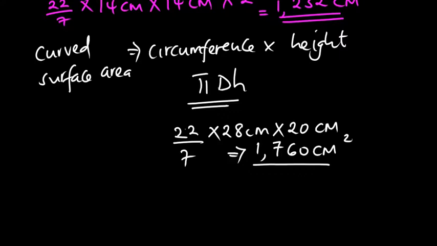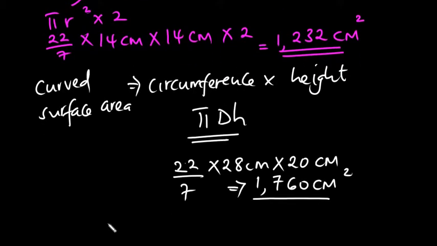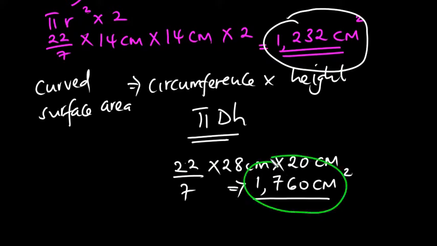To now get the surface area of the whole cylinder, we're going to add the area of the two circles, which was 1,232, and the area of the curved surface, which is 1,760. We sum them up, and this is going to give us a total of 2,992 square centimeters. So do not forget to indicate the units.